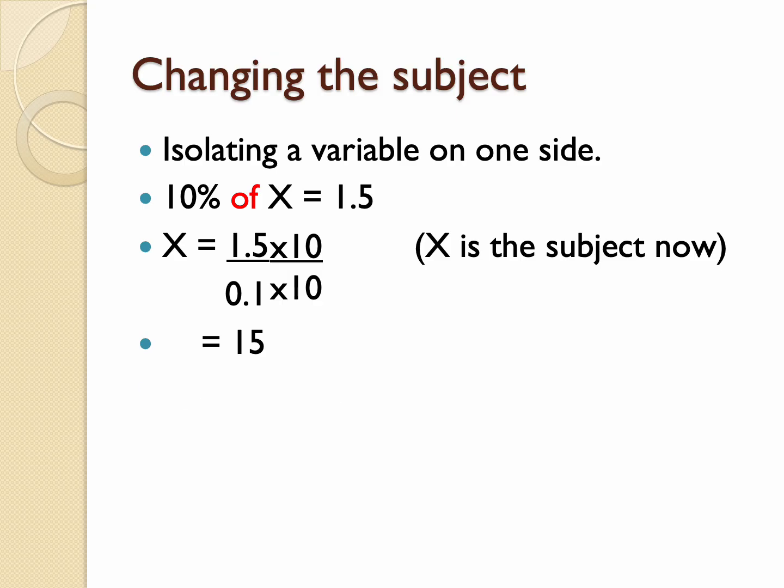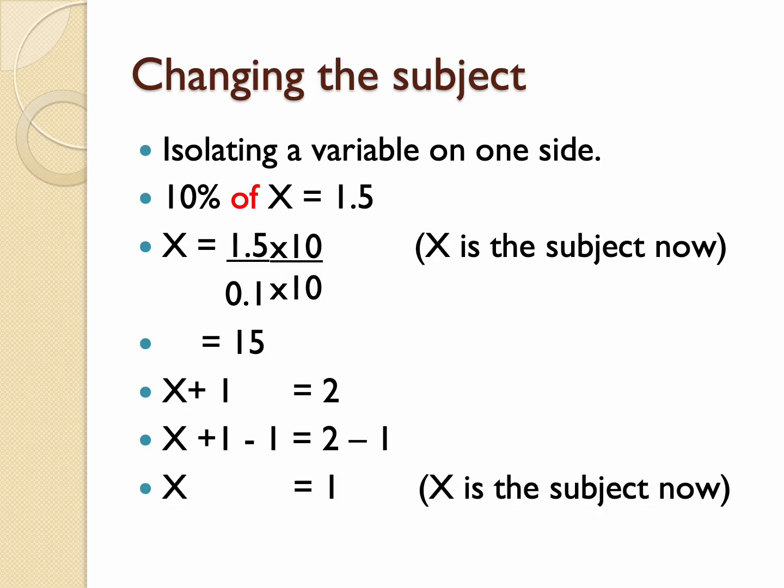Now consider a different example. So in this case, 1 is being added to x. Now to isolate x, we must subtract 1 because subtraction reverses addition. And we must do so from both sides. Hence we do that. Therefore, we get x equals 1. And now x has become the subject because it's isolated and its value equals 1.